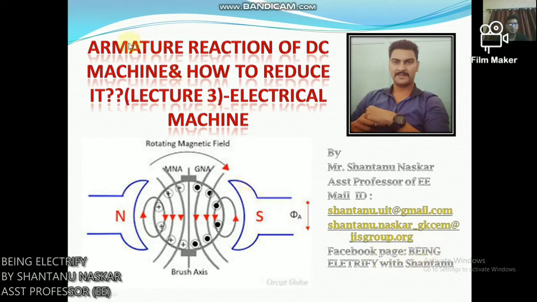Okay, so what is armature reaction? In a DC machine, two kinds of magnetic fluxes are present: armature flux and main field flux. The effect of armature flux on the main field flux is called armature reaction.